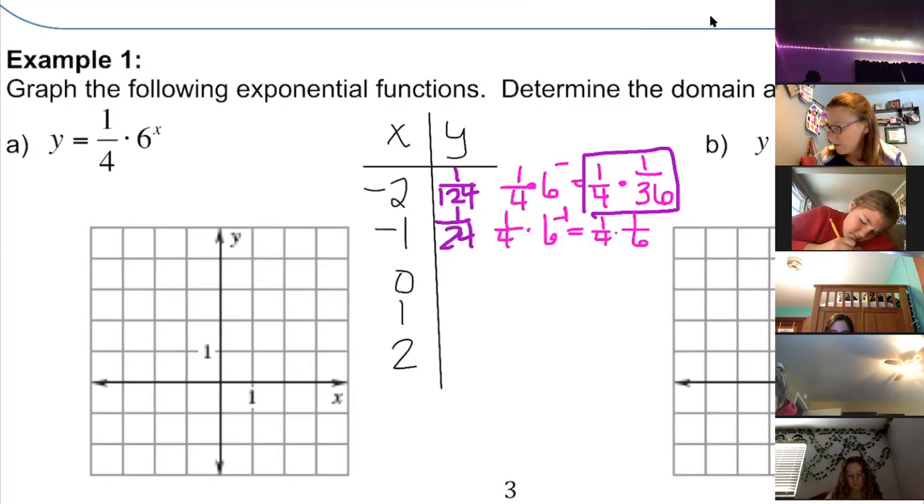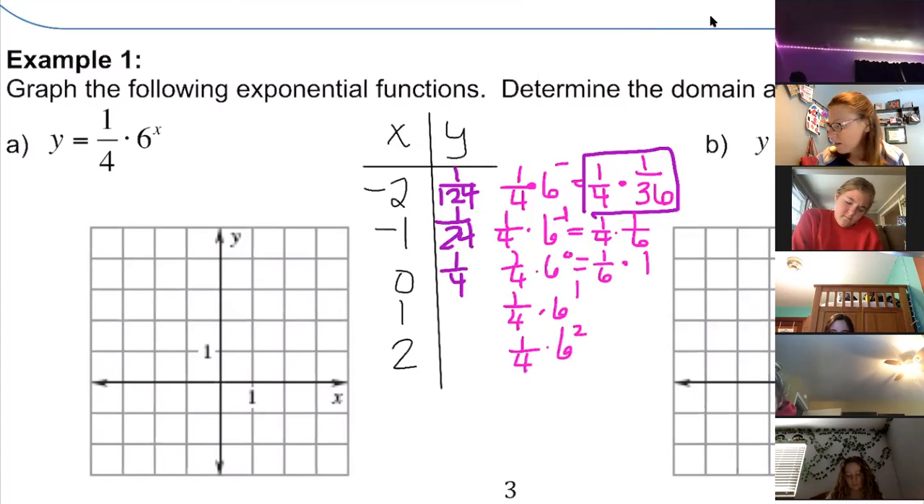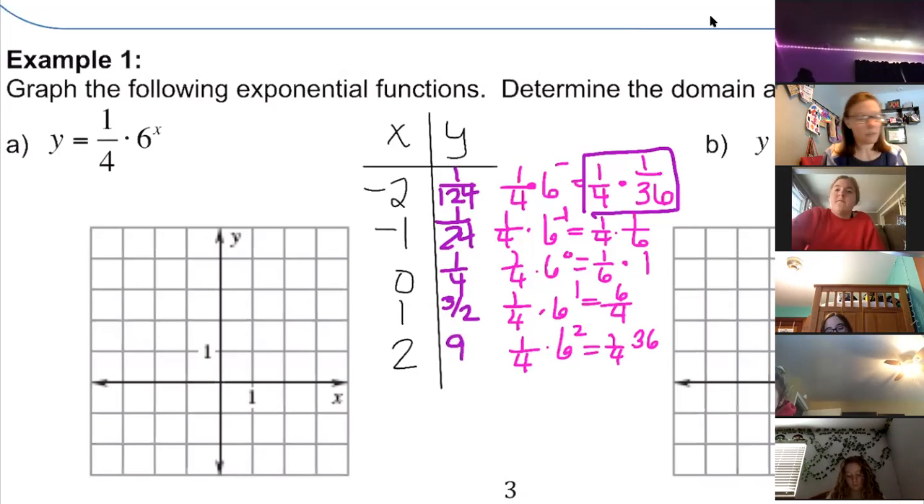Plugging in a 0, we have 1/4 times 6 to the 0. Jaden, what is 6 to the 0? 1. Yeah, so that makes 1/4. And now the other ones are way easier, because now we're dealing with positive exponents. So we're taking 1/4 times 6 to the 1, 1/4 times 6 squared. So 1/4 of 6 is 6/4. We're taking 1/4 times 36. So 6/4 is 3/2. 1/4 of 36 is 9.